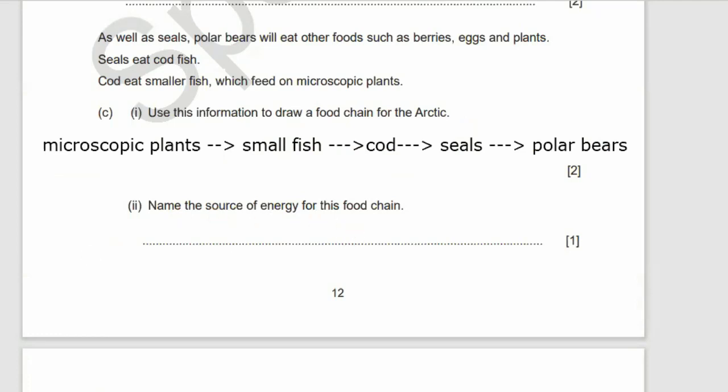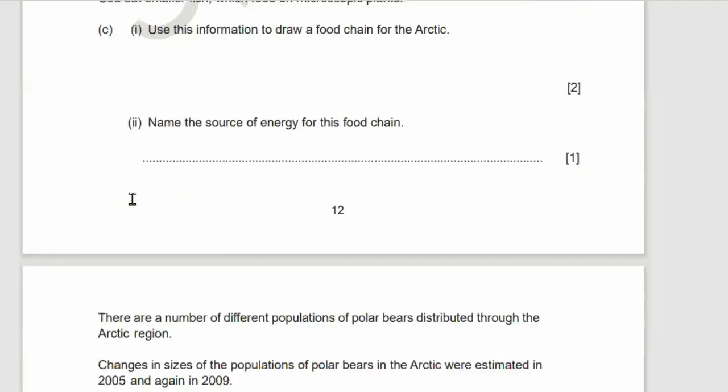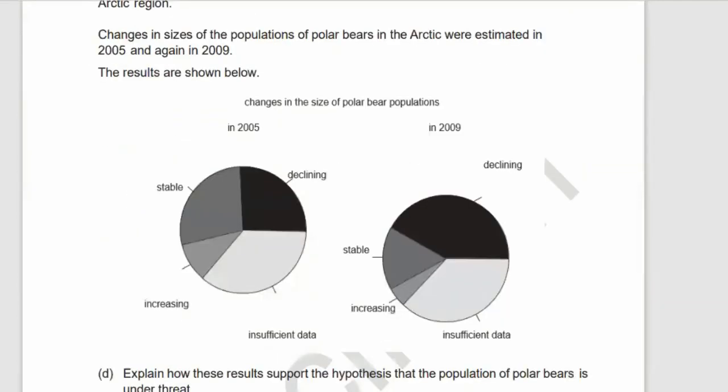Name the source of energy for this food chain. So what we're really looking at is, if we go back to the plants, they're the source of energy for all of these animals. But what's the source of energy for the plants? Of course, that'll be the sun, or sunlight. Okay, let's move on. We're nearly there, guys. Nearly at the end.